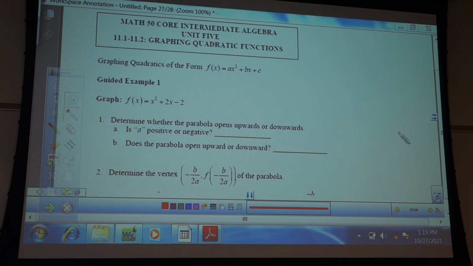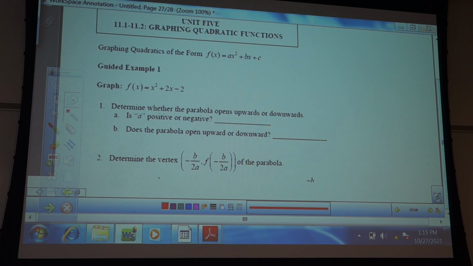All right. We're going to do a guided example 1. We'll do this one together. Then we'll have you folks work on number 2 on your own. So here's our function. Does it open upwards or downwards? First of all, is A positive or negative? So write down, what's my A? A equals, B equals, C equals.